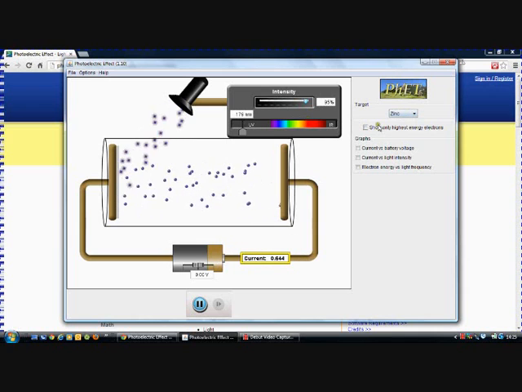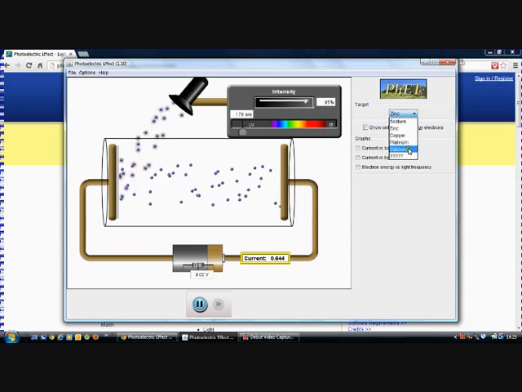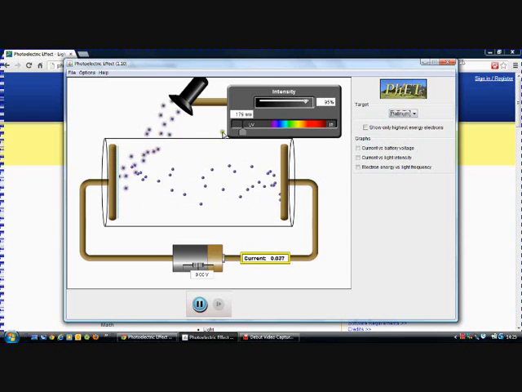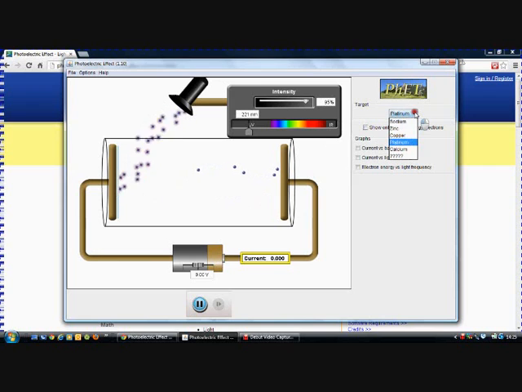If I change the metal, so if I go from zinc here to platinum, let me just go back a bit. What you'll notice is that at this wavelength, platinum doesn't lose the electrons. If I go back to zinc, the zinc does lose the electrons. The platinum doesn't lose the electrons. What does this tell us? Well, it tells us that the work function for platinum must be higher than the work function for zinc.